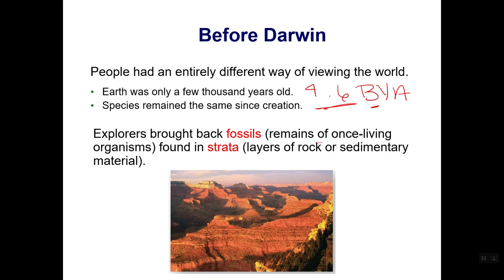Darwin wasn't the only one that was interested in this field of work. Many explorers would bring back fossils that they had collected on their journeys. And fossils, by definition, are remains of a once living organism. So bones would be a great example of a fossil. An imprint, like a footprint, would be a great example. Or even the imprint of bones would be an example of a fossil.